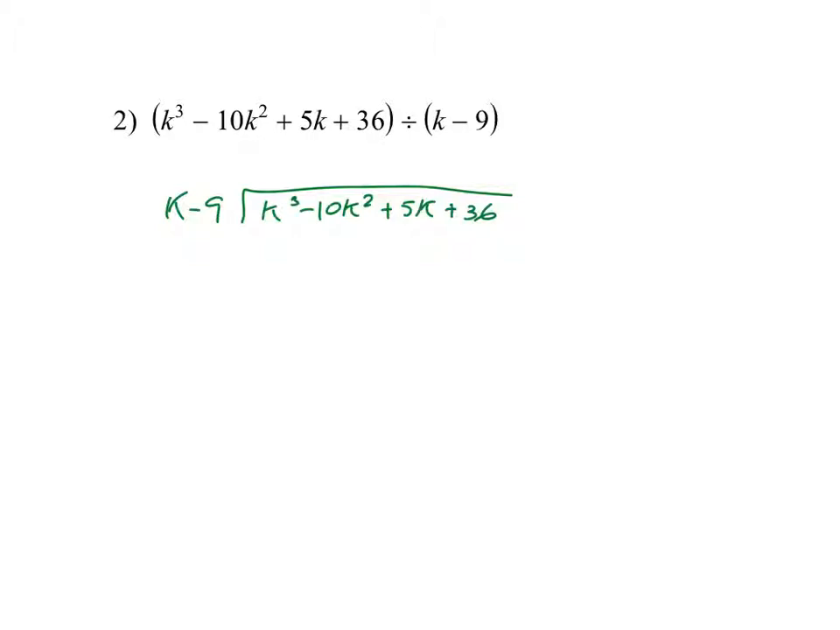Again, I'm dividing the first term, so k cubed divided by k is k squared. So k cubed minus 9k squared. I'm subtracting, so this cancels out. Negative 10k squared minus minus, so that minus and minus becomes positive. That means that I have negative 10k squared plus 9k squared, which is negative k squared. Bring down the 5k.